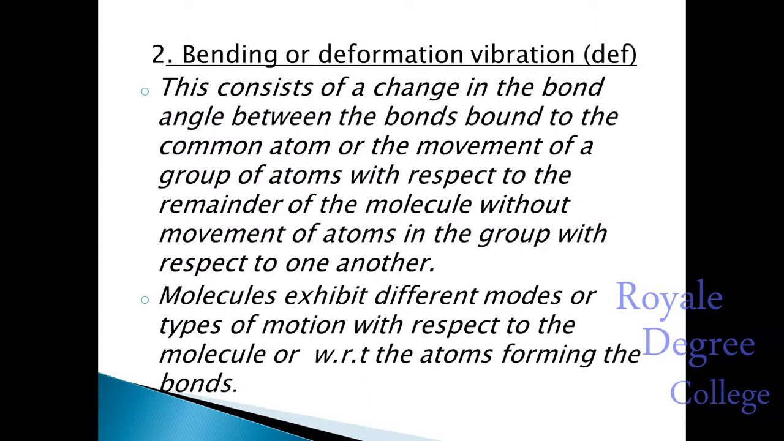The second type is bending or deformation vibration. This consists of a change in the bond angle between the bonds bound to the common atom, or the movement of a group of atoms with respect to the remainder of the molecule without movement of atoms in the group with respect to one another. So the molecules exhibit different modes or types of motion with respect to the molecule or with respect to the atoms forming the bonds.